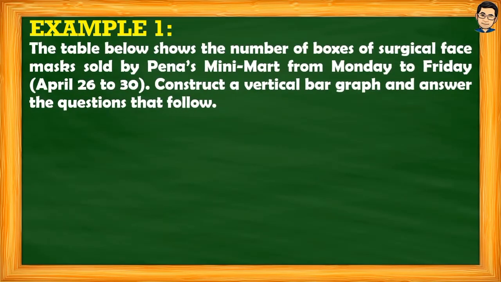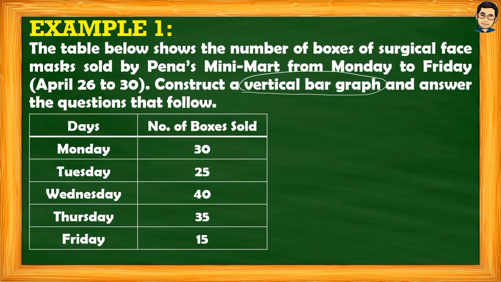So, let's have example number 1. The table below shows the number of boxes of surgical face masks sold by Peña's Minimart from Monday to Friday. So ayan, meron silang date. From Monday to Friday, April 26 to 30. Construct a vertical bar graph and answer the questions that follow. So ayan, we are asked to construct a vertical bar graph, patayo. So yung data natin kung ilang box ng surgical face mask ang nabebenta ng Peña's Minimart from Monday to Friday. So, as you can see din sa table natin, wala tayong nakikitang total.